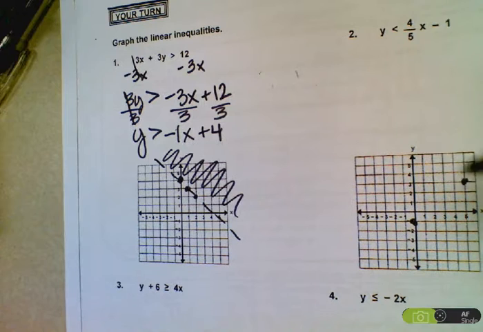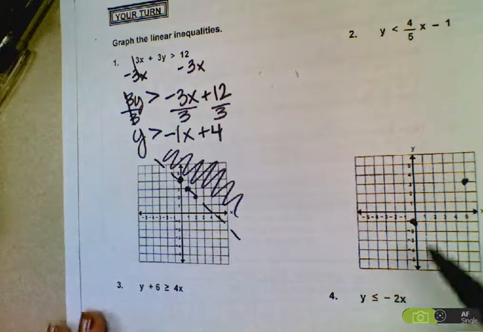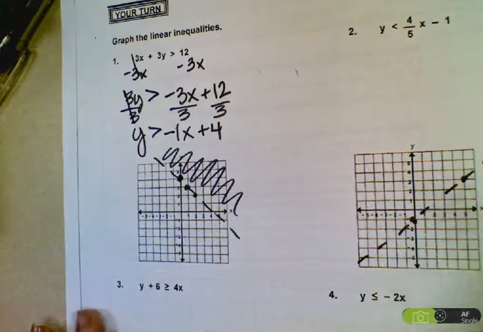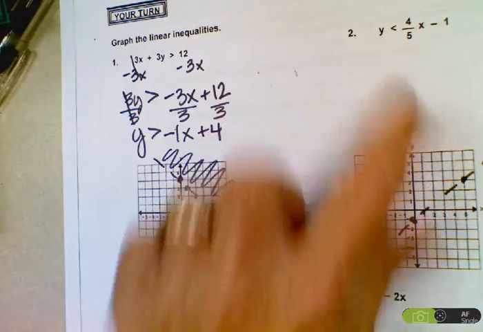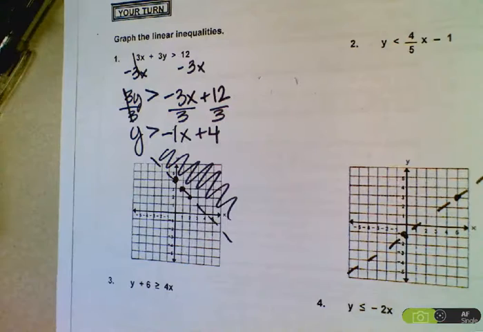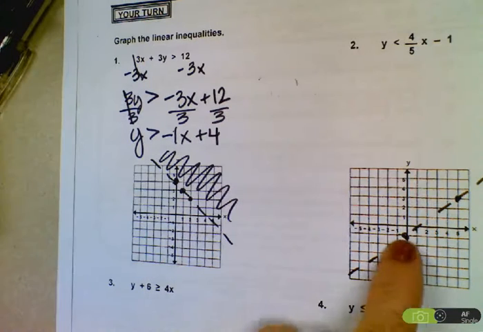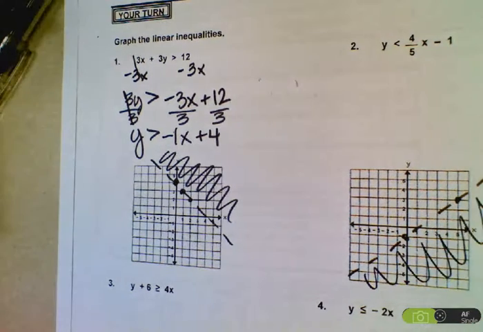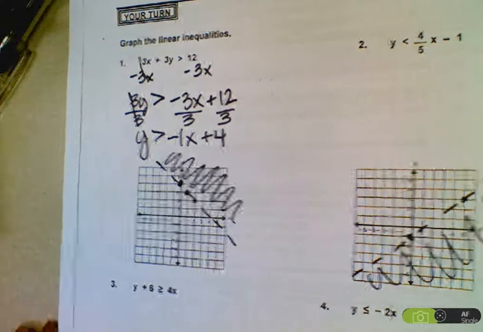Is that going to be a solid line or a dashed line? It's going to be dashed. And does that say less than or greater than? That says less than. Good. So what's a number less than -1? -2. Very good. So it's going to go below that line. Very nice, Mr. Price.